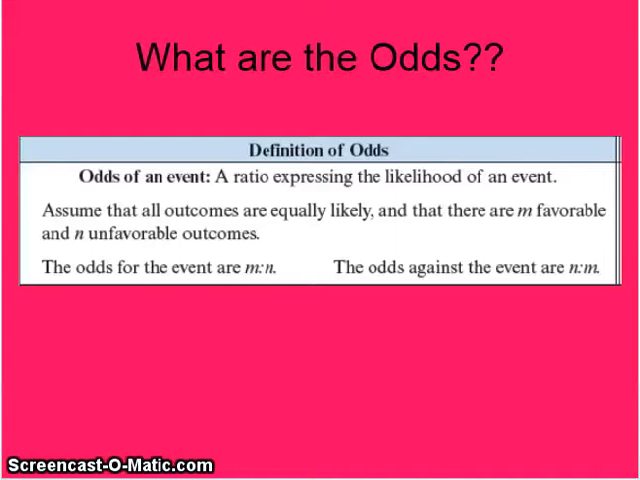Now the difference here is that probability compares the number of favorable outcomes to the total number of outcomes. Odds compare the favorable outcomes to the unfavorable outcomes. The odds for an event are m to n, favorable to unfavorable, and the odds against the event are n to m, or unfavorable to favorable.